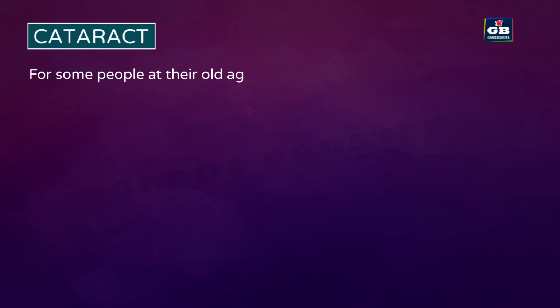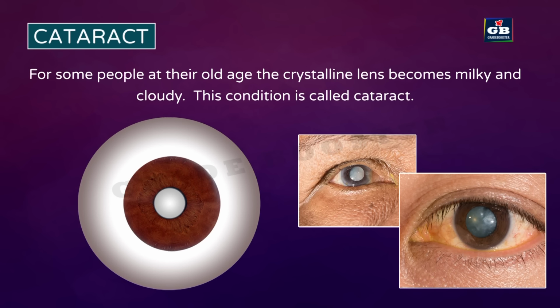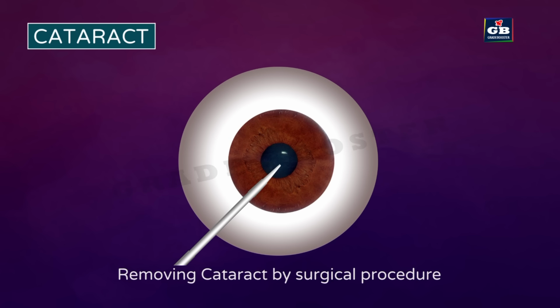Cataract. For some people in their old age, the crystalline lens becomes milky and cloudy. This condition is called cataract. This cataract causes partial or complete loss of vision. It can be corrected by cataract surgery. That is, by means of surgery, they will remove the milky and cloudy parts of the eye lens.